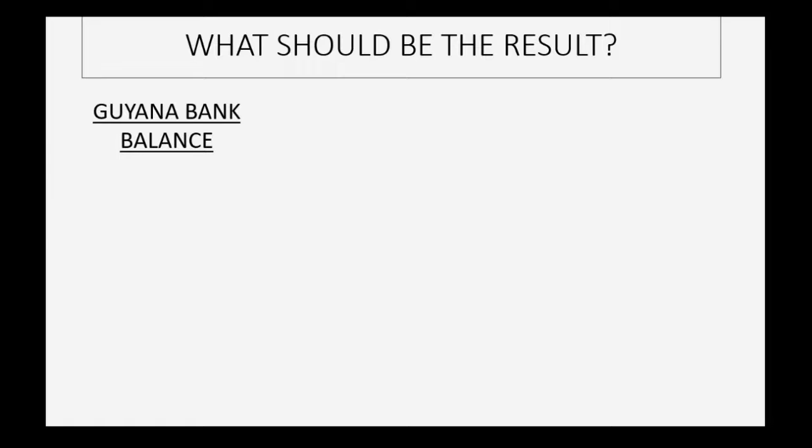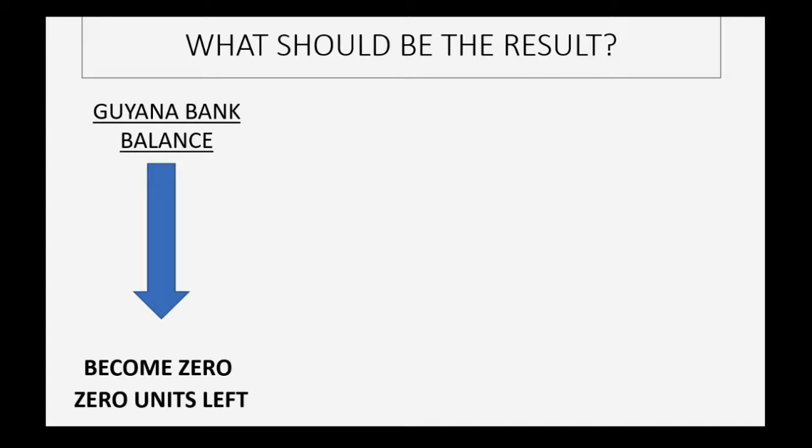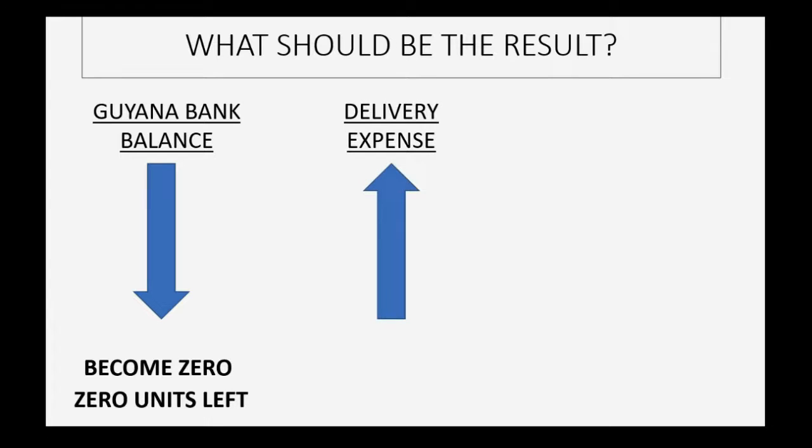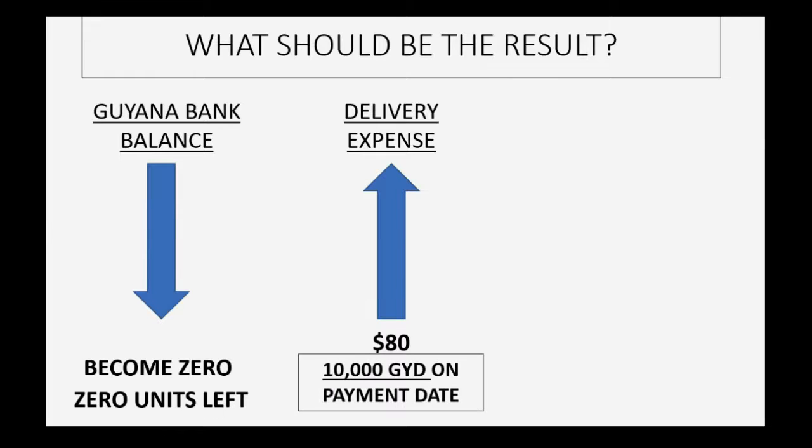Well, the Guyana bank balance should only go down to $65 because we only have 65 US dollars worth of Guyana in that account. It should become 0 and there should be 0 units left in the account. The delivery expense should appear on the trial balance increased by $80 because that's really the value of what you paid for the service at the moment you paid it. Even though you paid 10,000 Guyana dollars, it was worth $80 of delivery at the moment you paid it.